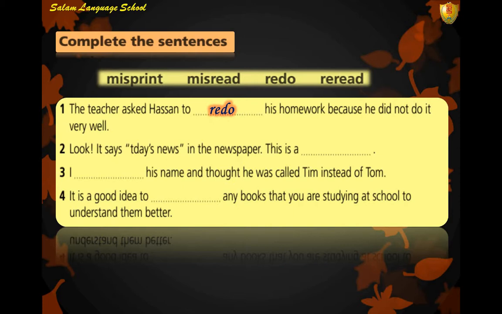Number 2: look, it says today's news in the newspaper. This is a (blank): misprint or misread or reread. Of course, the answer: misprint. There is something wrong with these words. Okay, number 3: I (blank) his name and thought he was called Tim instead of Tom. So the answer: I misread his name.